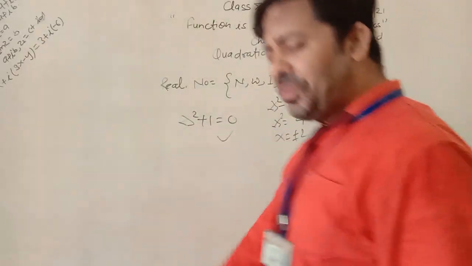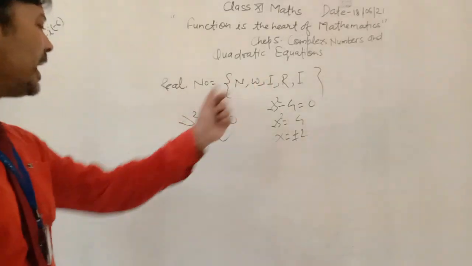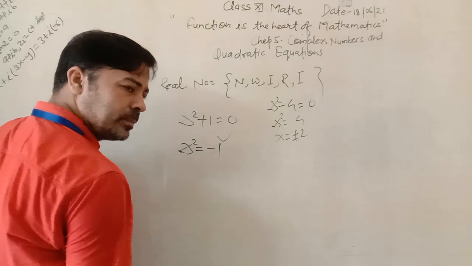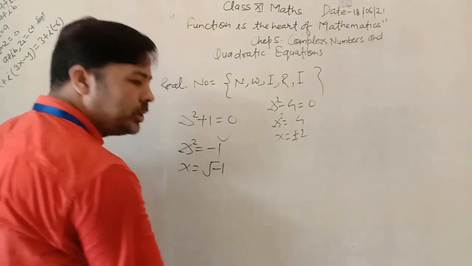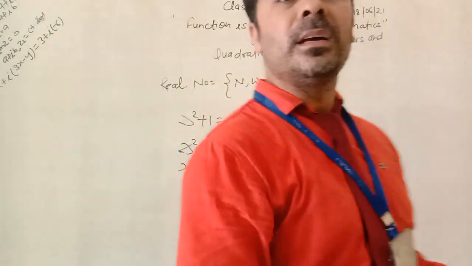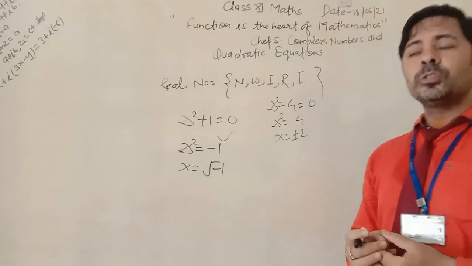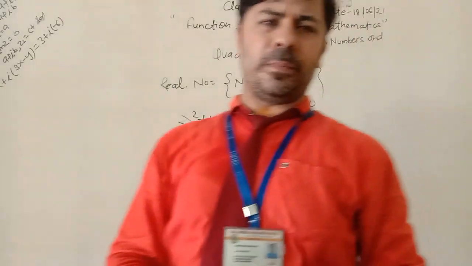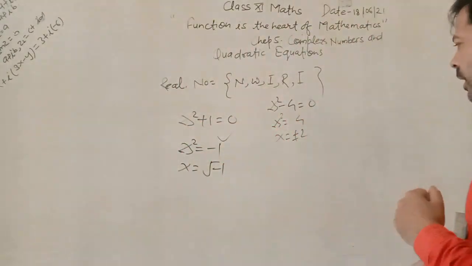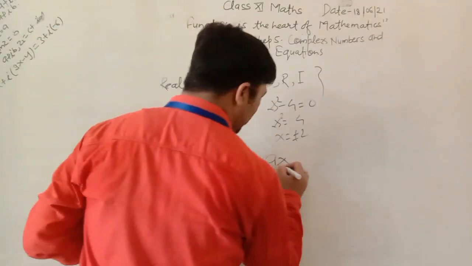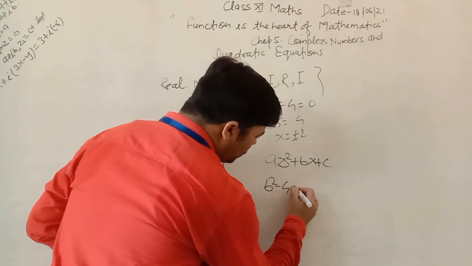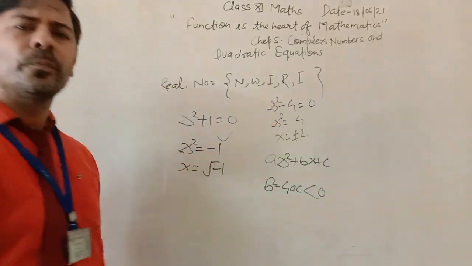But if you are given that x square plus 1 is equal to 0, then x square is equal to minus 1, and x is equal to root minus 1. You know that we cannot take the root of a negative number. So the question arises, how to solve this type of problem? If a quadratic equation is given in the form ax square plus bx plus c, where b square minus 4ac is less than 0.